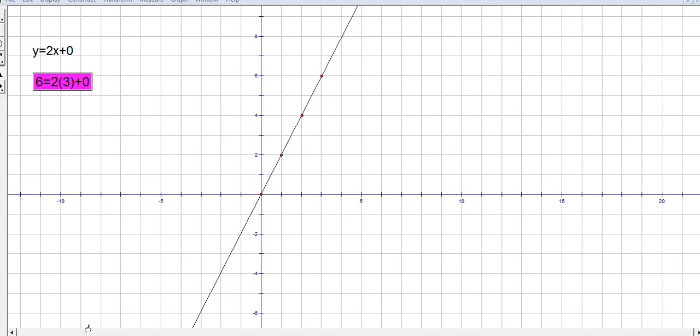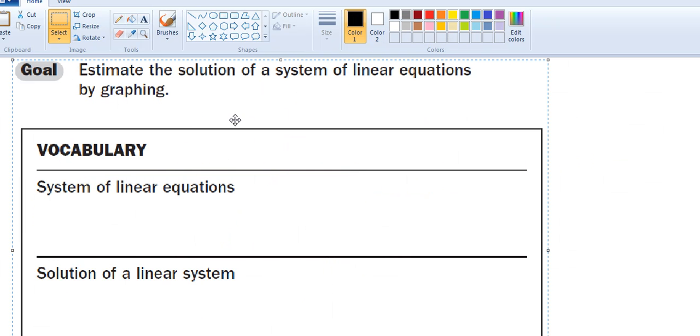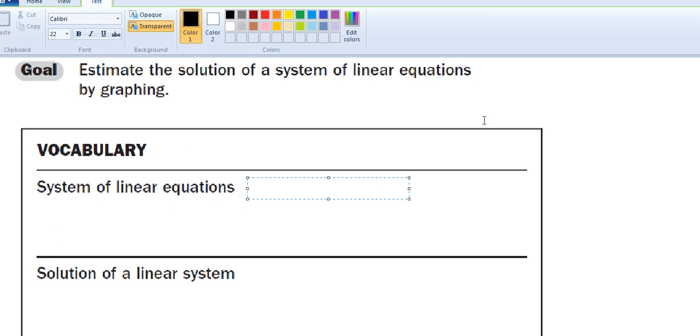So let's go back and do the definitions here. Here's what it looks like. The definition looks something like this. The system of linear equations, here's how we can write this. Make this kind of simple. It is 2 or more linear equations. So those things we just did were linear equations. This is 2 or more linear equations. That's about as simple as you can get.